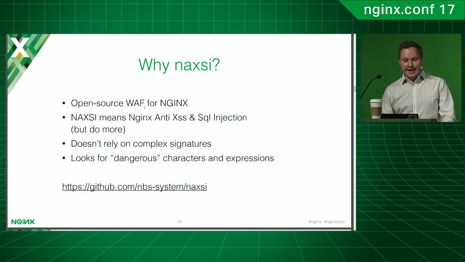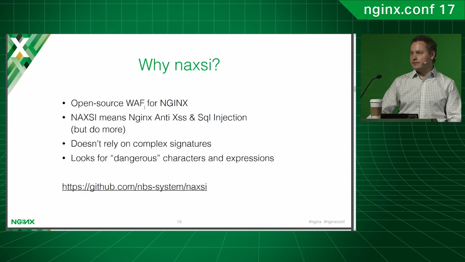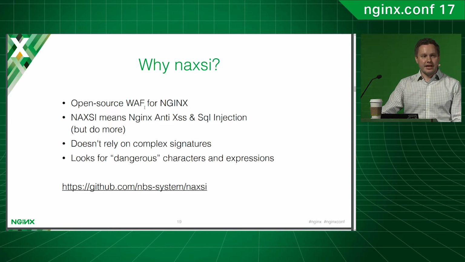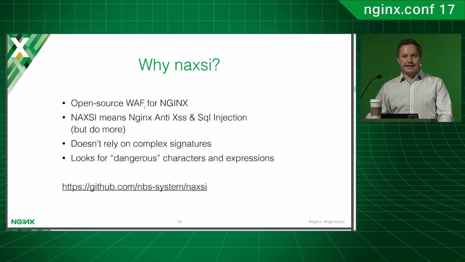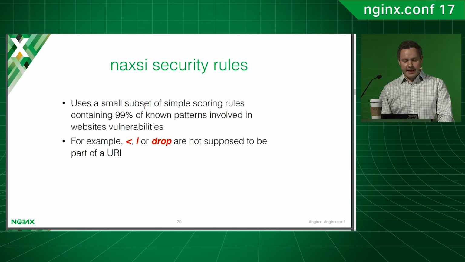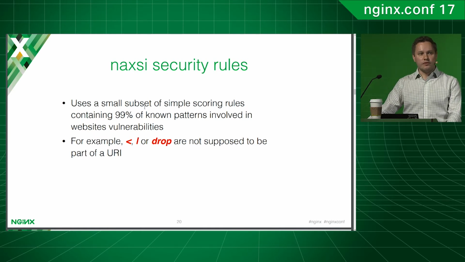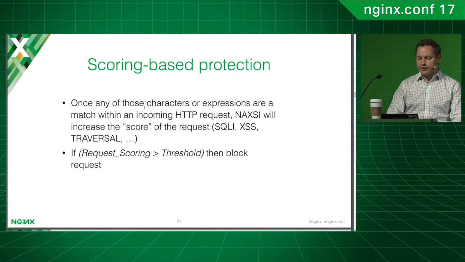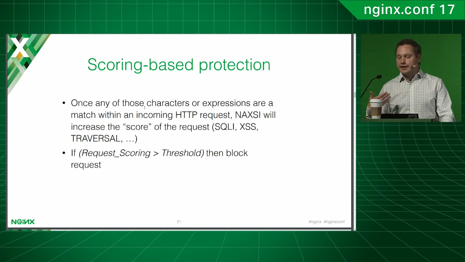Another tip is to use NAXSI. NAXSI is another open source web application firewall, and it was specifically built for NGINX by a French guy named Thibault Koechlin. The interesting part about NAXSI is that it doesn't use signatures. It looks for some dangerous characters and expressions, using a simple subset of scoring rules. Every request is scored. For example, NAXSI looks for SQL operators or angle brackets, that kind of stuff. If a request scores more than a certain threshold, it just blocks the request.